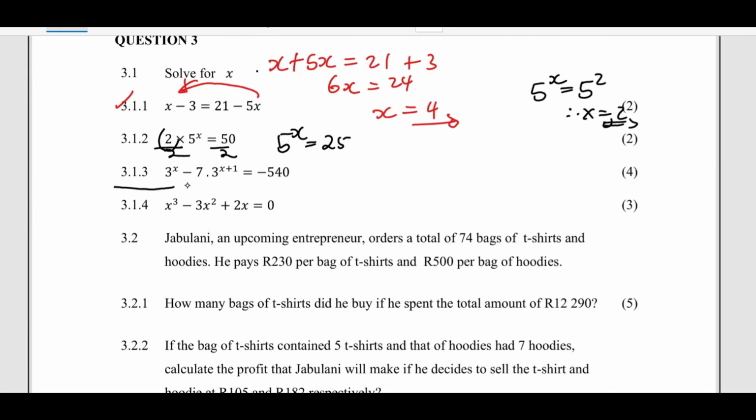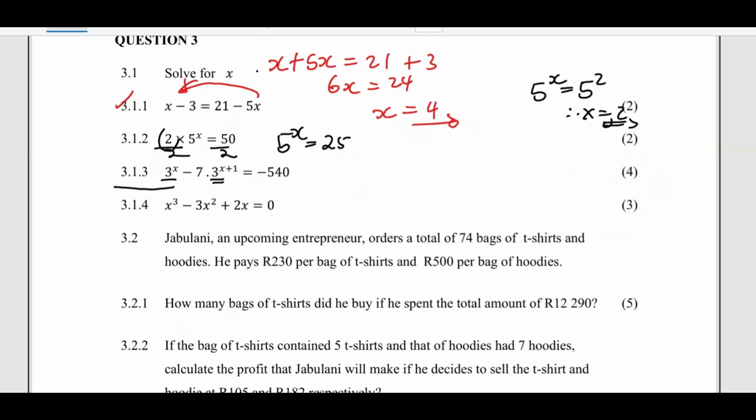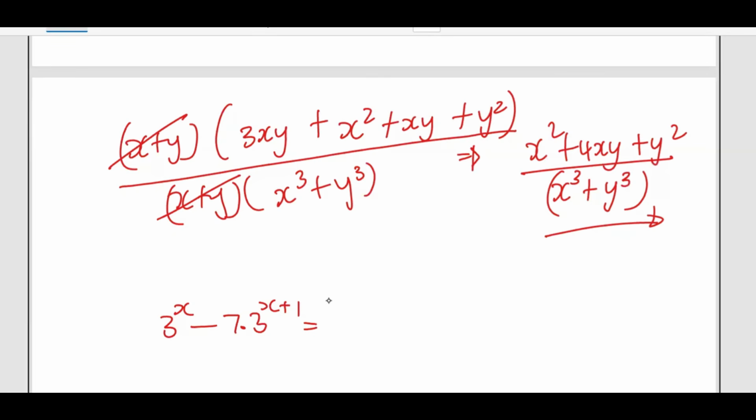And then 3.1.3, 3 to the x minus all of this. So whenever we have a minus or a plus sign in between exponents, we need to factorize. So let's write it this side, 3 to the x minus 7 times 3 to the x plus 1 should give us negative 540.